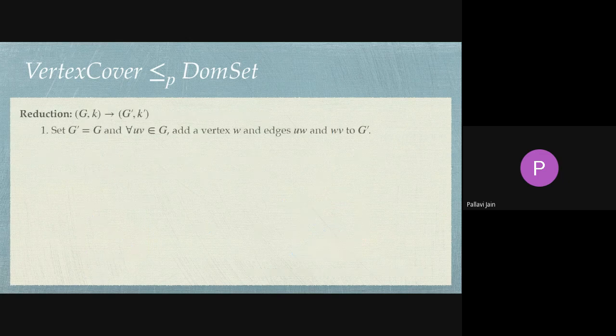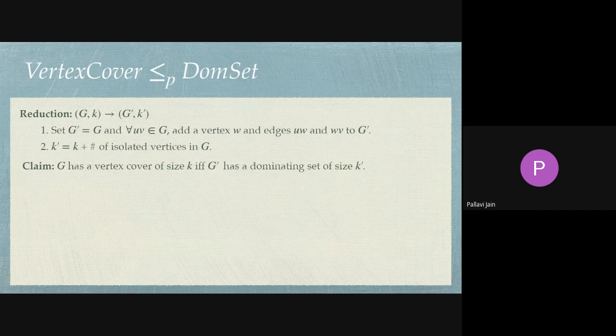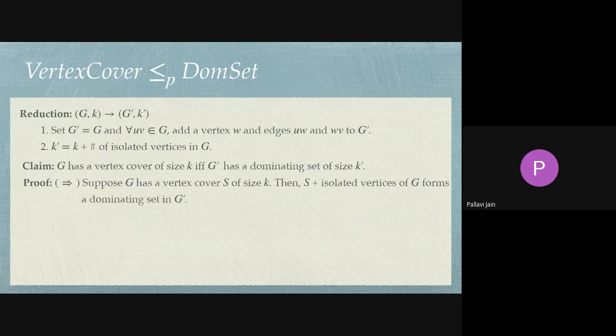So our claim is that G has a vertex cover of size k if and only if G prime has a dominating set of size k prime. So, forward direction. Assume that G has a vertex cover S of size k. Then I claim that S plus the isolated vertices of G forms a dominating set in G prime. Let's see why this is true. We have this graph G for which we have this vertex cover of size 2. Is this a vertex cover? Yes, it is a vertex cover for this graph.